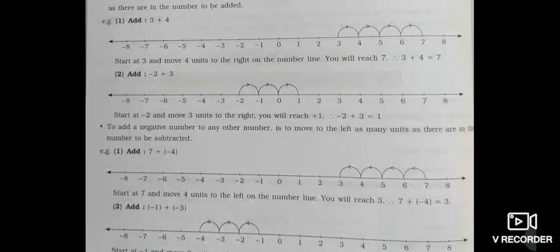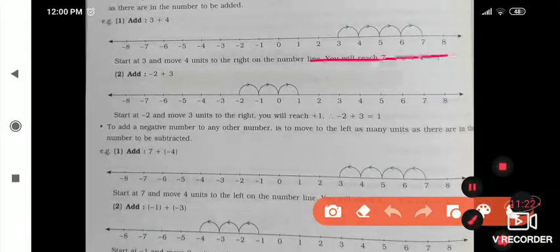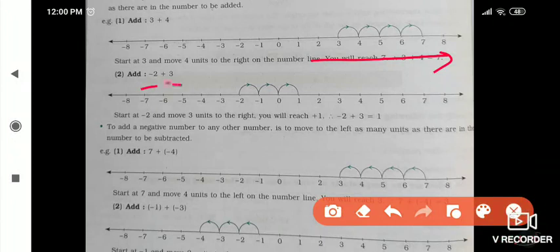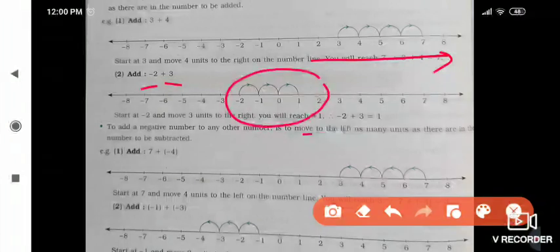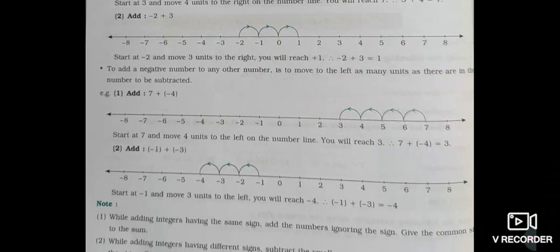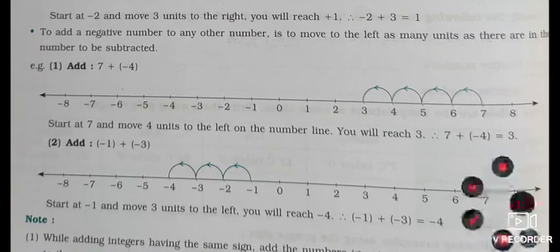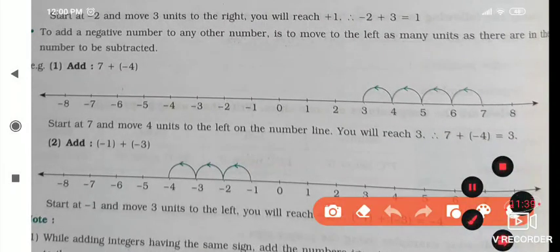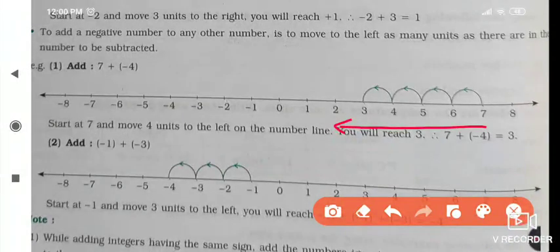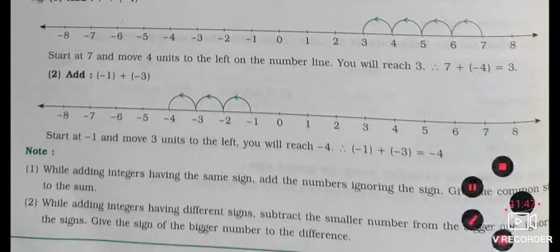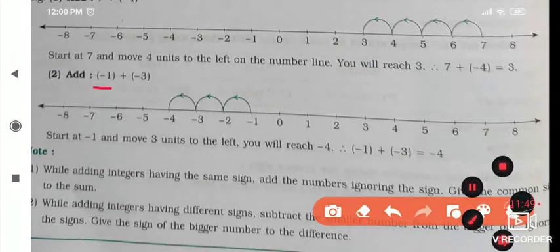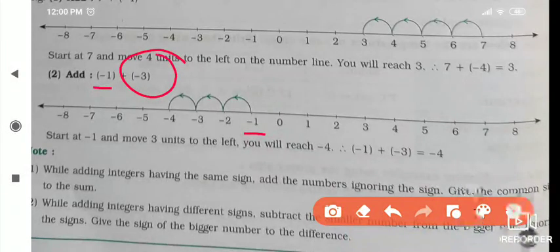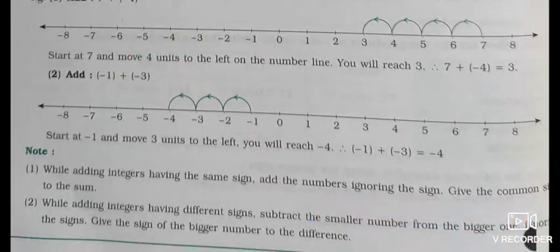If both numbers are positive, we have to count towards the right side of the number line. If the first number is negative and the other is positive, we have to count towards the right side. If the first number is positive and the second number is negative, then we have to add the negative number by counting towards the left side of the number line. And the same thing when both numbers are negative: from the first number onward, for the next negative number we have to count towards the left side of the number line.